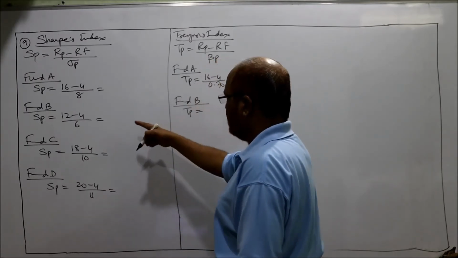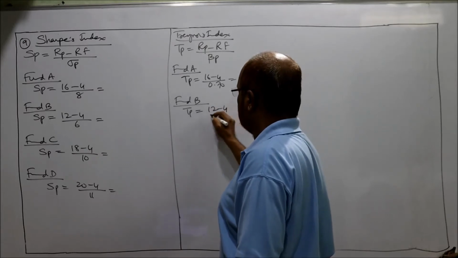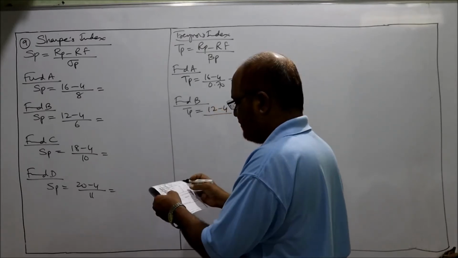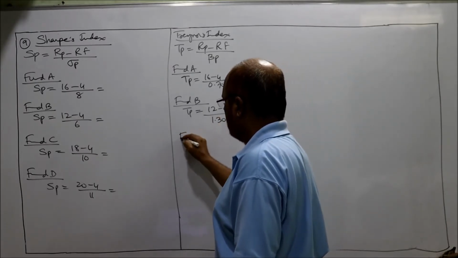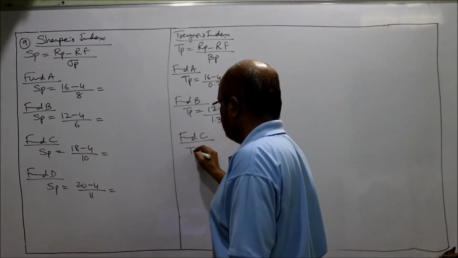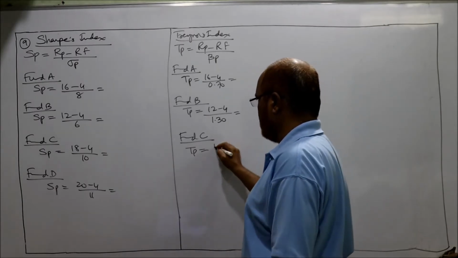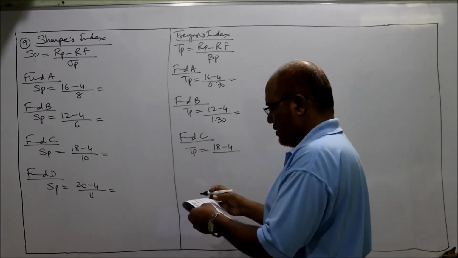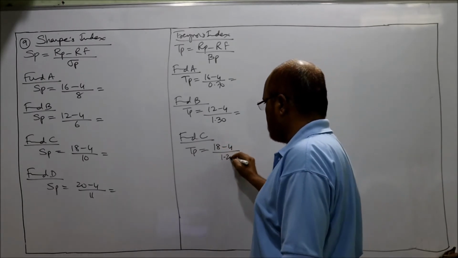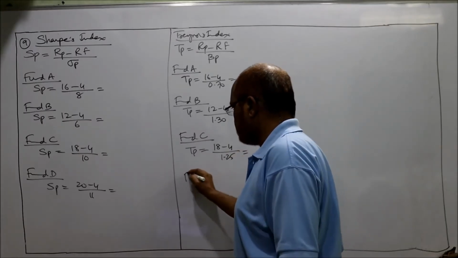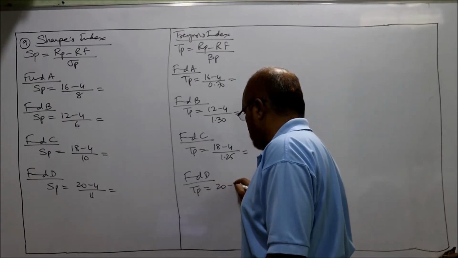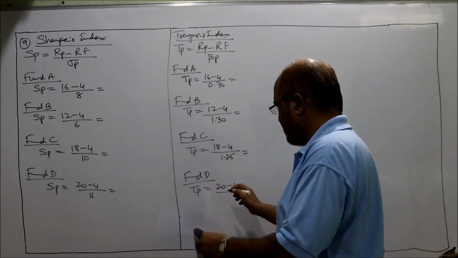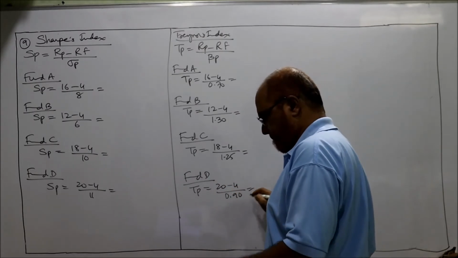Fund B. TP is equal to 12 minus 4 divided by beta is 1.30. Fund C. TP is equal to 18 minus 4 divided by 1.25. Fund D. TP is equal to 20 minus 4 divided by 0.9.